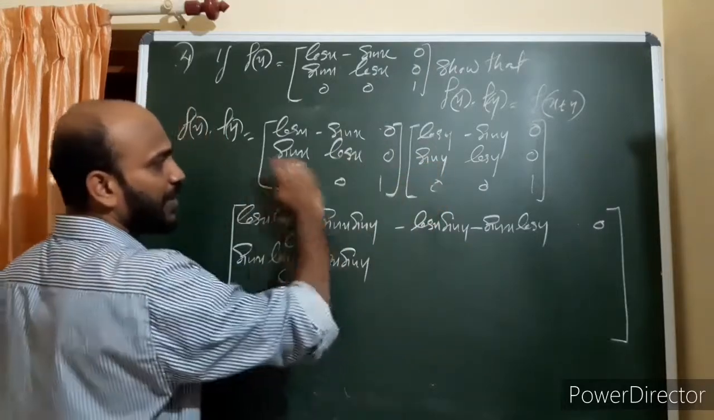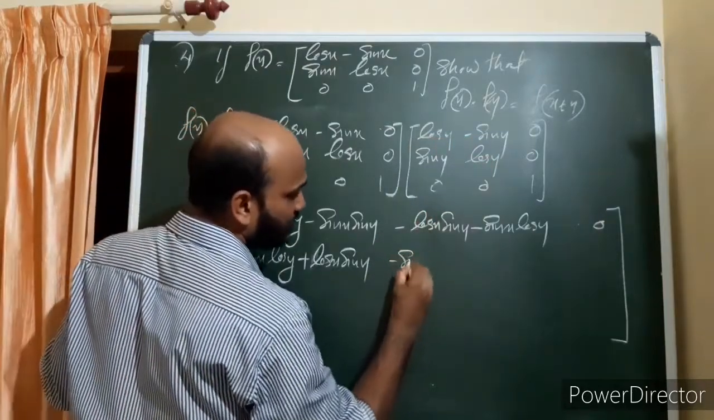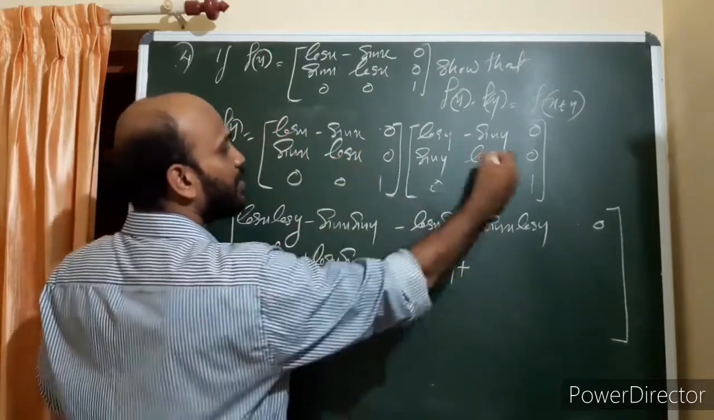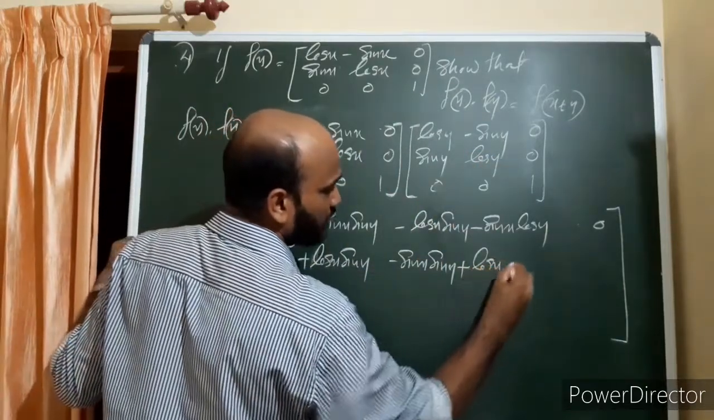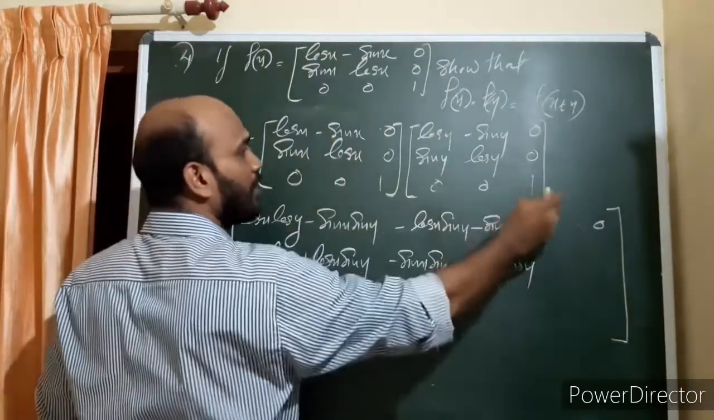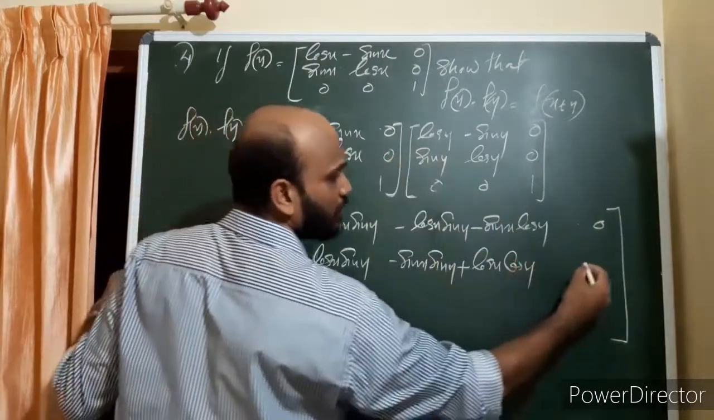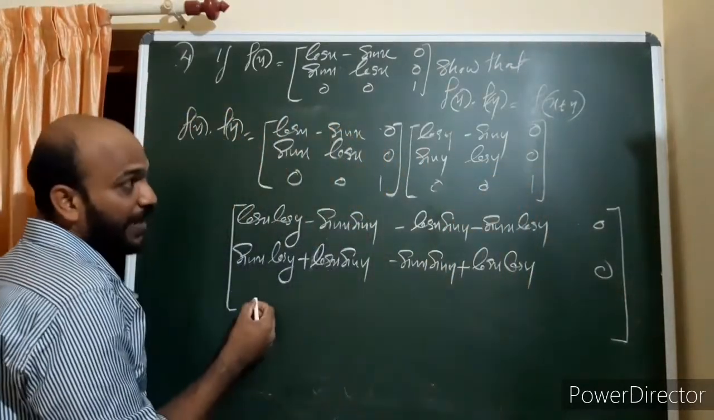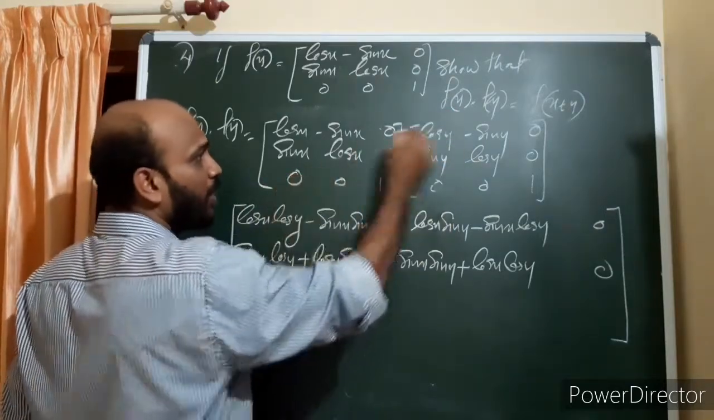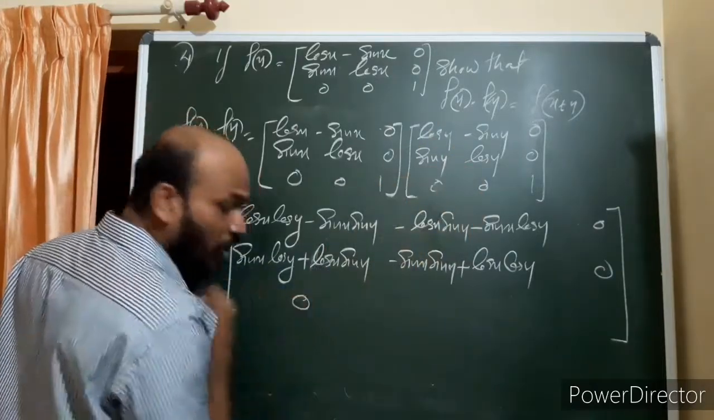Now A22, second row, second column: sin x into minus sin y, minus sin x sin y, plus cos x into cos y, that is cos x cos y. Now A23: sin x into 0 is 0, cos x into 0 is 0, 0 into 1, so I get 0. This is A31, third row first column: corresponding elements, 0 into cos y is 0, 0 into sin y is 0, 1 into 0, 0, we will get here.